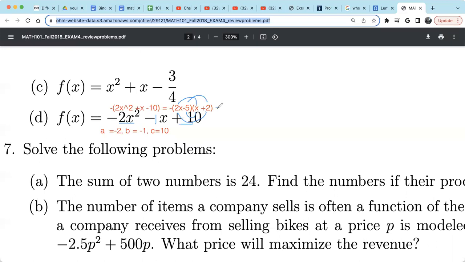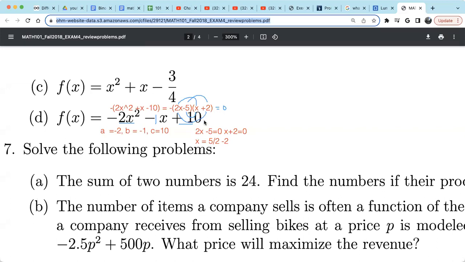So when I solve for x-intercepts, that's pretty easy. Set it equal to 0. So I get two intercepts. 2x minus 5 can be 0, and x plus 2 can be 0. So I get two solutions: x equals 5/2 or negative 2. So I have two x-intercepts, right? (5/2, 0) and (-2, 0).